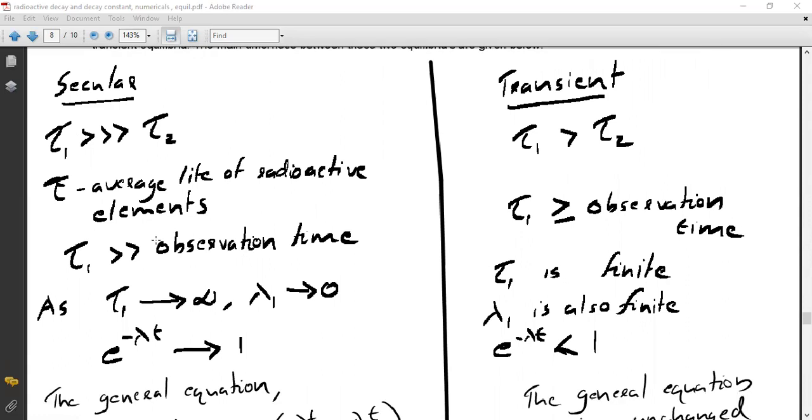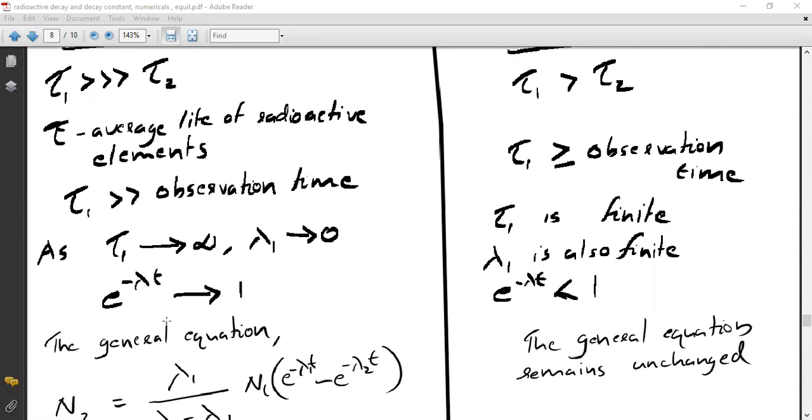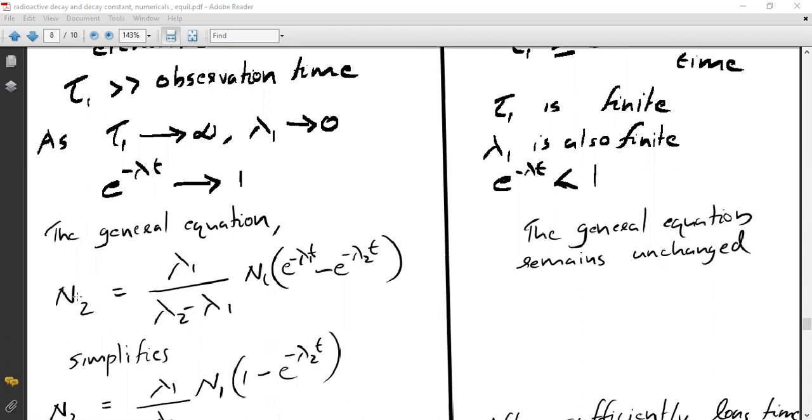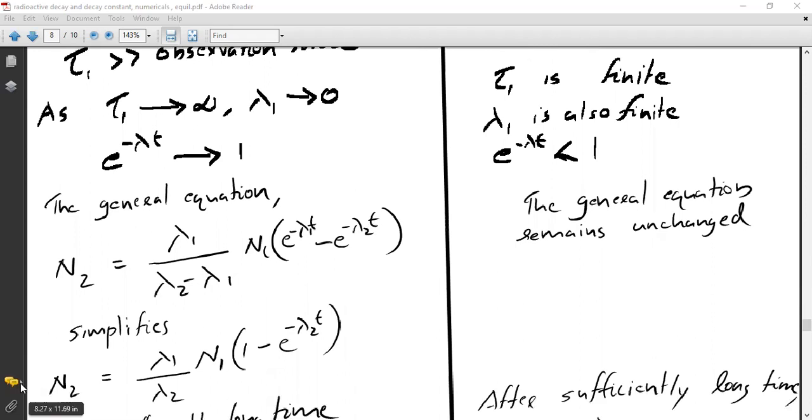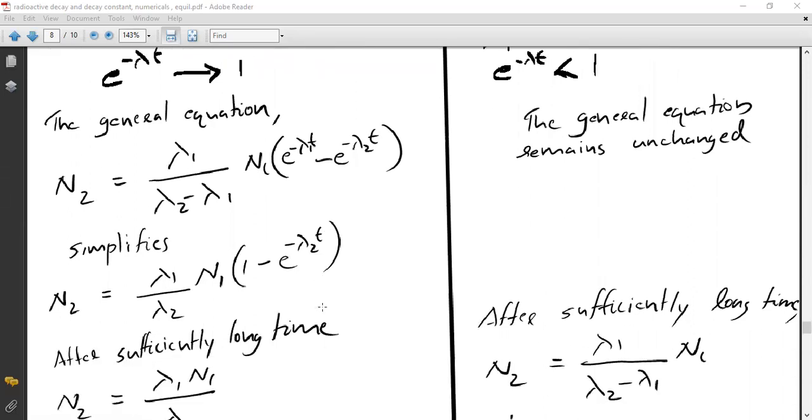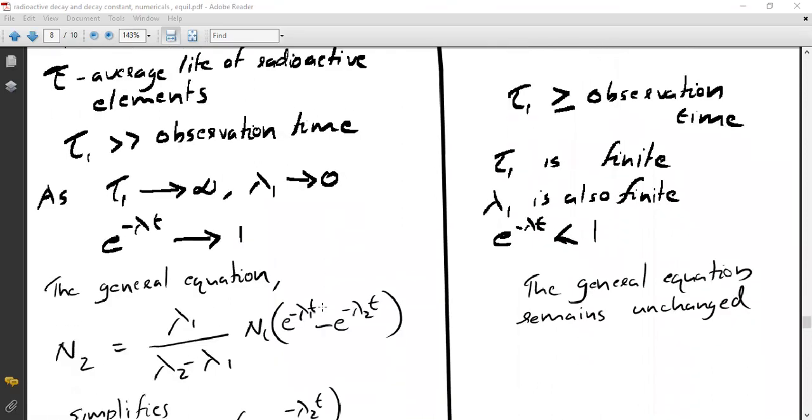For secular equilibrium, tau 1 is very much greater than the observation time. Tau 1 tends to infinity and lambda 1 becomes equal to 0, so e raised to minus lambda 1 t is 1. The general equation is n2 is equal to lambda 1 by lambda 2 minus lambda 1 into n1 into e raised to minus lambda 1 t minus e raised to minus lambda 2 t, which simplifies to n2 is equal to lambda 1 by lambda 2 into n1 into 1 minus e raised to minus lambda 2 t. So that is the case of secular equilibrium.